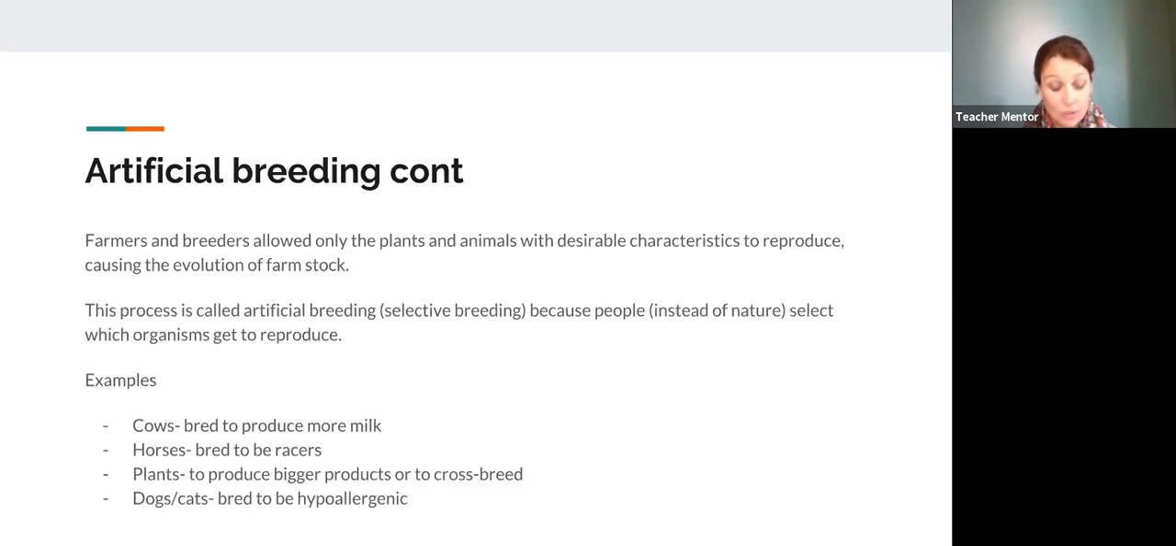Horses are bred to be racers. You obviously don't want a slow horse out there. Plants are going to be produced to produce bigger yield. And then dogs and cats. A lot of people today want hypoallergenic, non-shedding fur or hair, if you will. So to fit the desire of the community, dogs and cats are bred to be hypoallergenic.